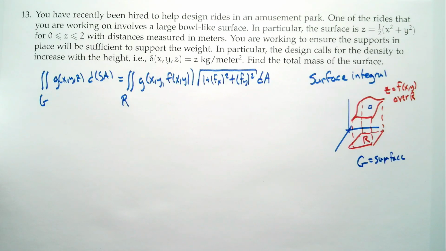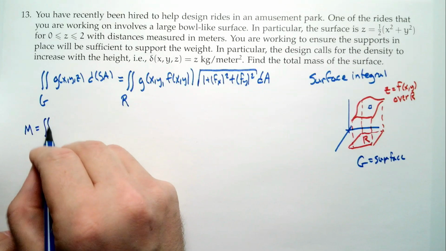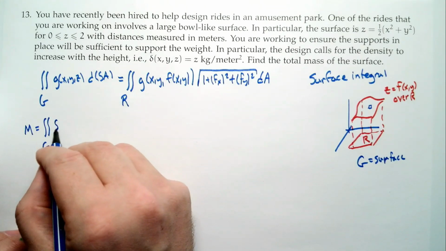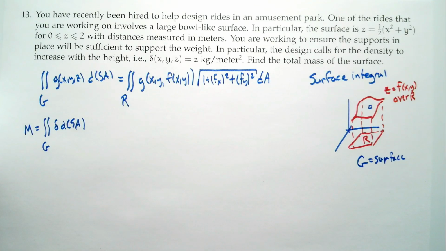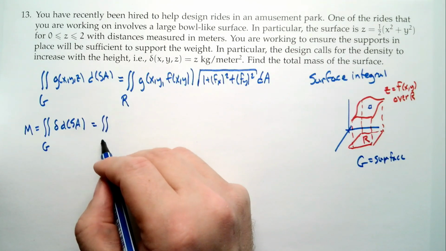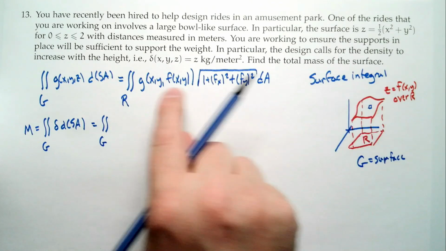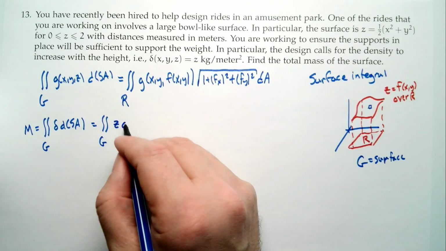All right, so let's actually do this. We're going to find our mass. And the way you find mass is you always do the same thing: you integrate density. It doesn't matter what setting. Mass is the integral of density. So for us, what is that? Well, it's the integral on our surface. Our density we're given is z, so we integrate z on our surface.